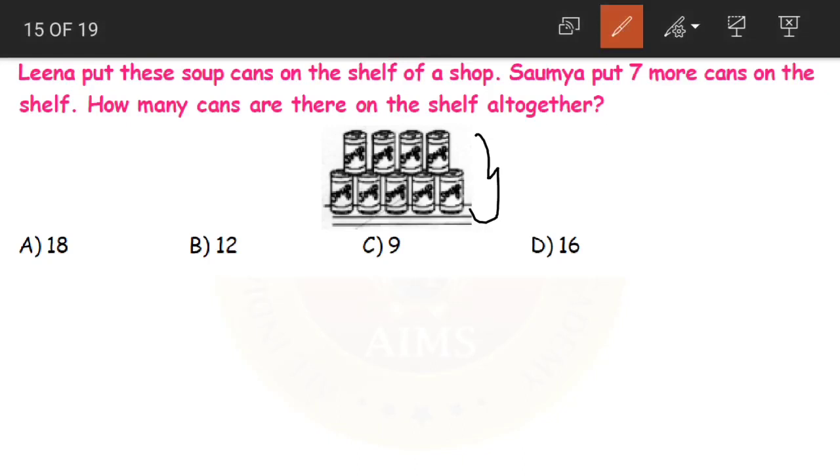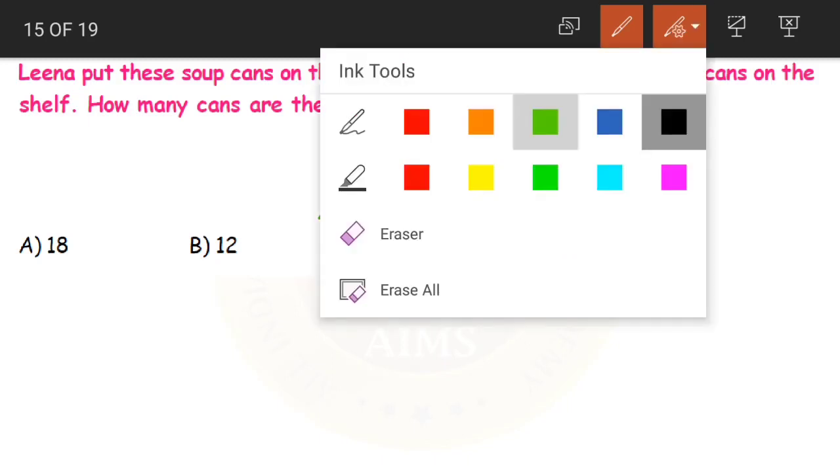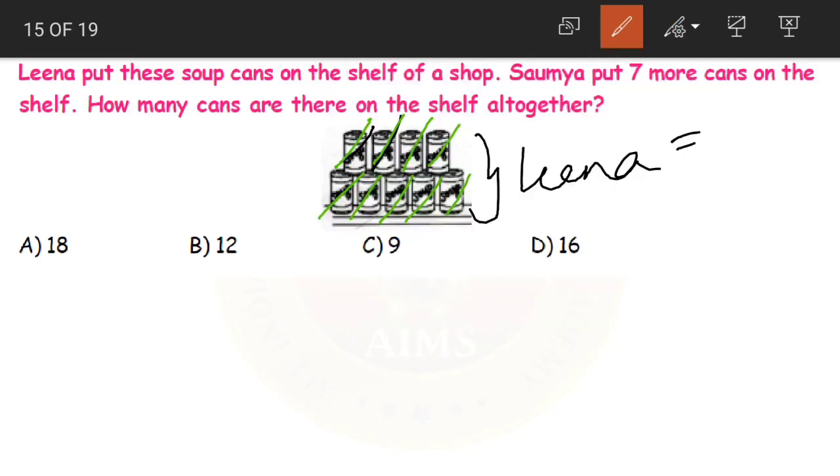Now these are put by Lena. First let us count these. 1, 2. Let me take another color. 1, 2, 3, 4, 5, 6, 7, 8, 9. How many did Lena keep? Lena kept 9 cans on the shelf.